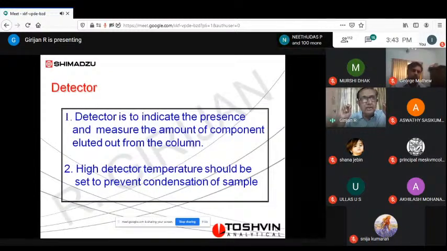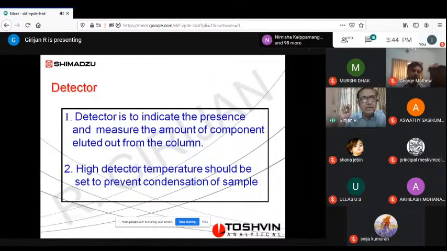Finally, we are coming to the detector. There are different detectors available for GC. Whatever is coming out of the column will come to the detector, and the detector will give an electrical signal which is proportional to the concentration of your compound. That's how we are going to do a quantitative analysis.